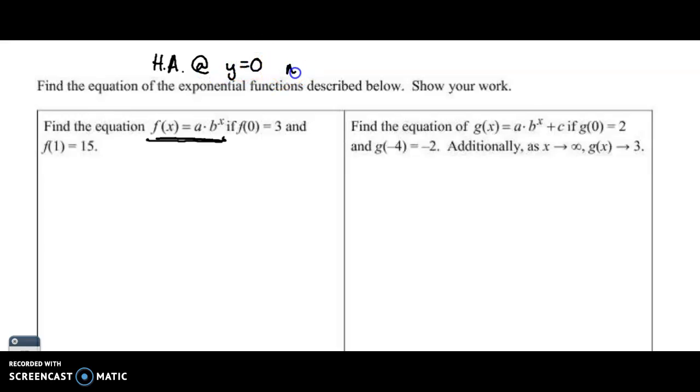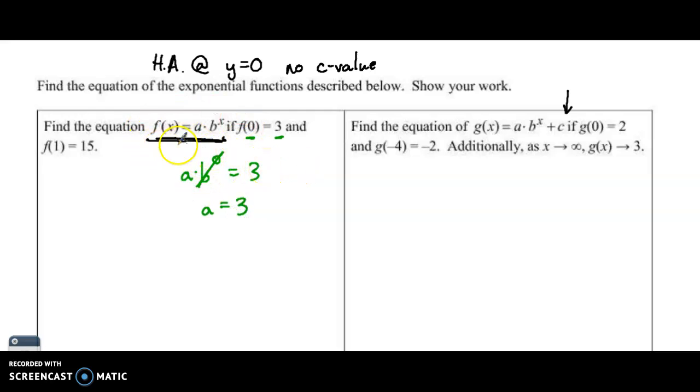Because there's no C value. Now, that pertains to this first problem, because if you notice on this one, there is a C value. But again, it boils down to when x is 0, you get a y value of 3. Why do I care about that? Well, if I plug 0 in for x, anything to the 0 power is 1, so a must be equal to 3. A times 1 equals 3.